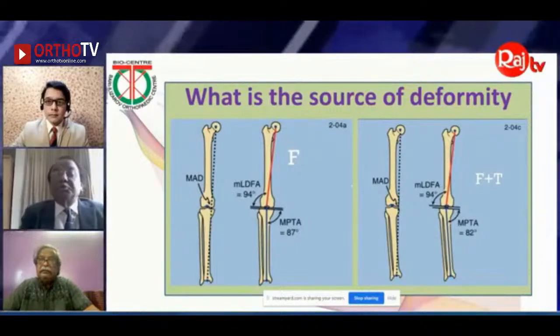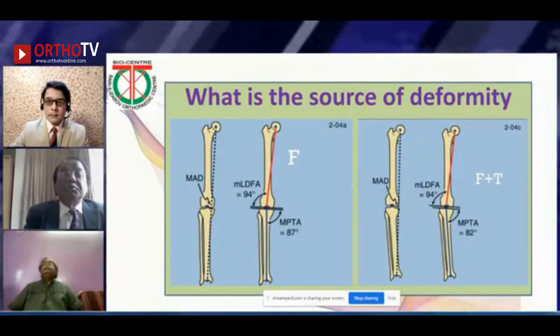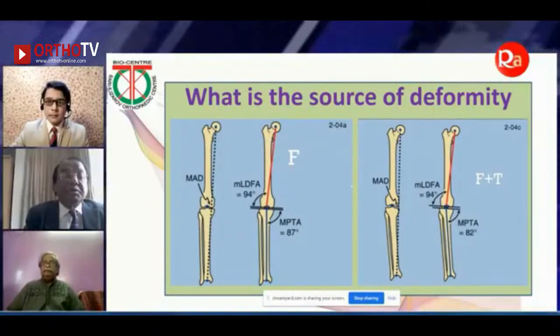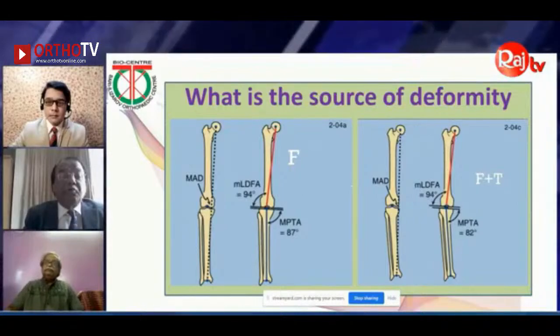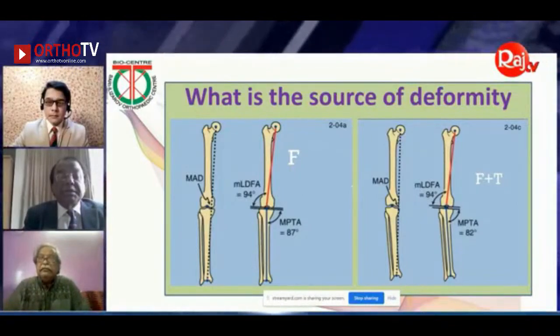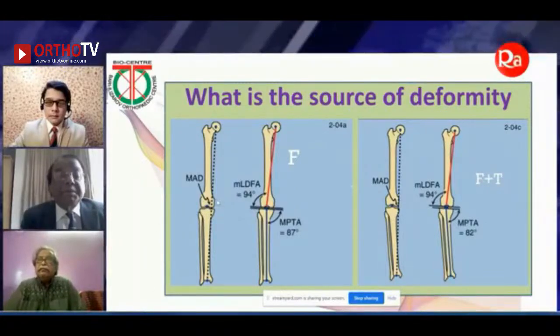So what is the source of the deformity? This is also very important. Source of the deformity: you can see here, mechanical axis deviation, LDFA here 94. Here is 87. We know these both are 87.